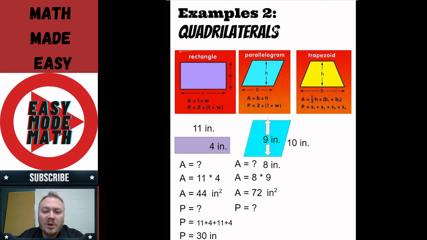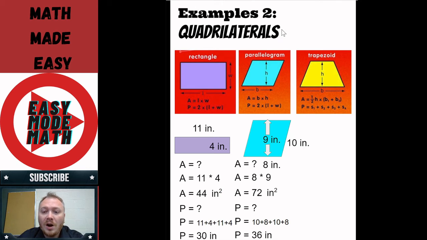What about the perimeter for this shape, though? Because that can be a little tricky since I have 3 numbers, but remember, it's the distance around the outside of the shape, so I'm actually going to add the 10 twice, the 8 twice, and that's going to give me a perimeter of 36 inches.